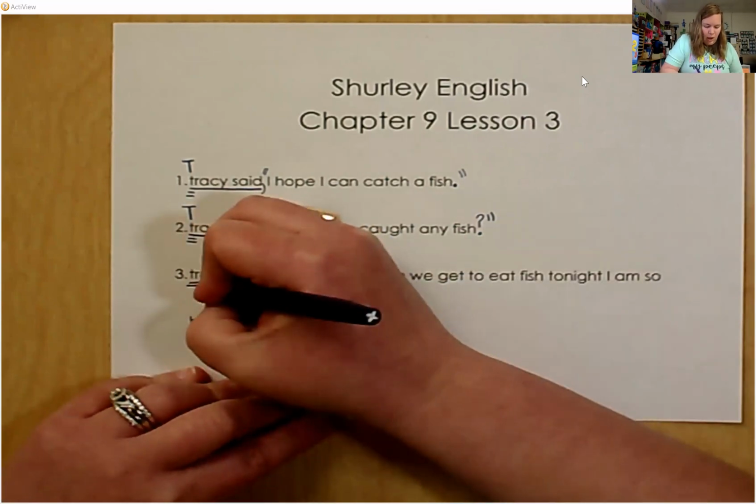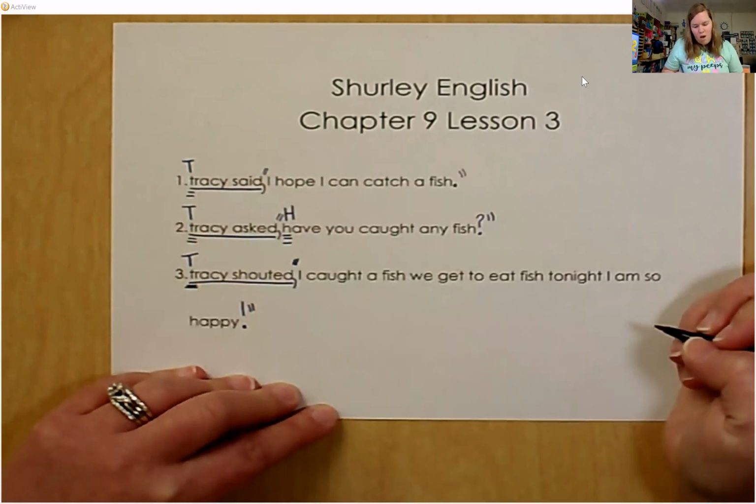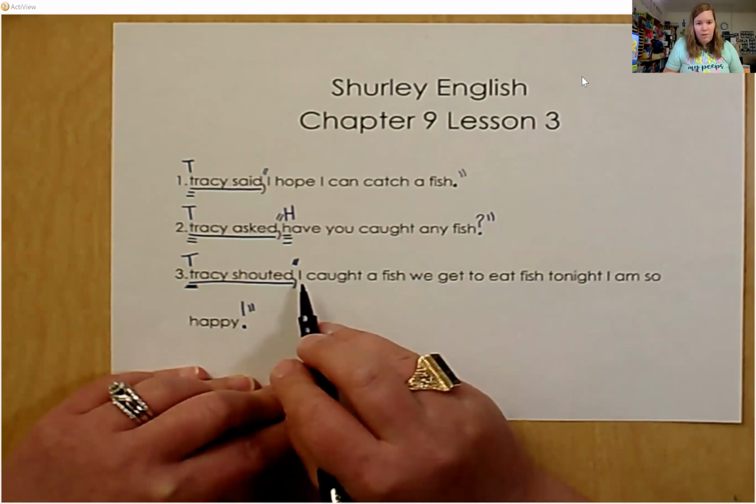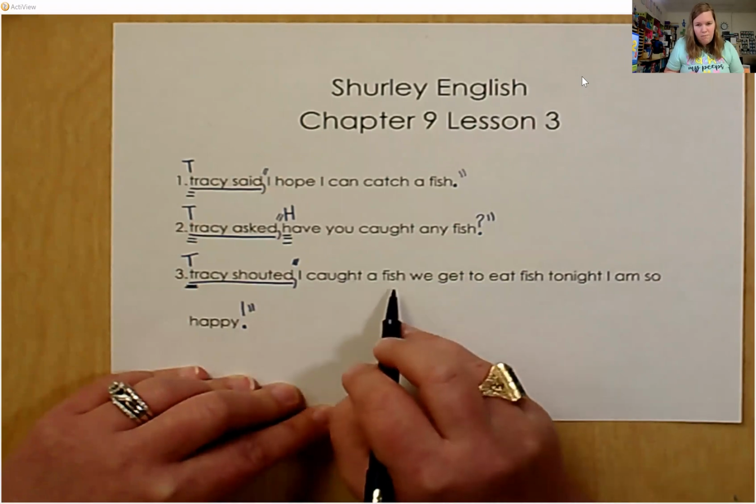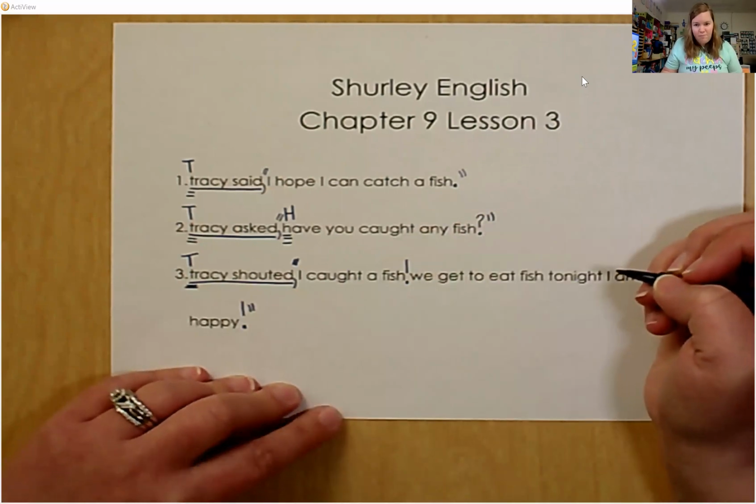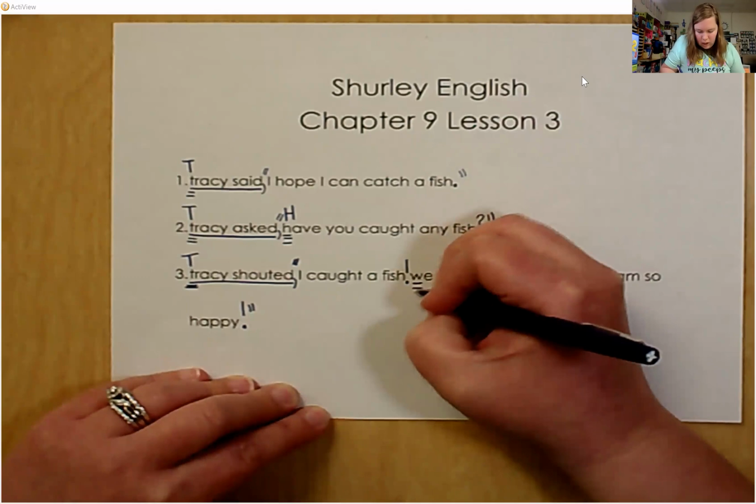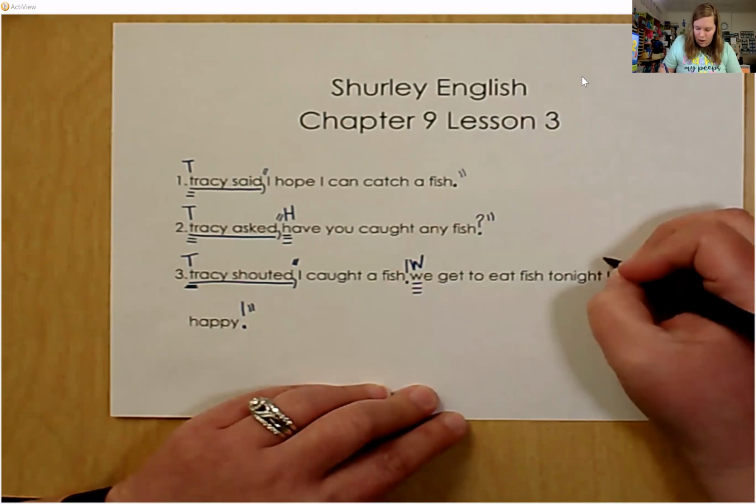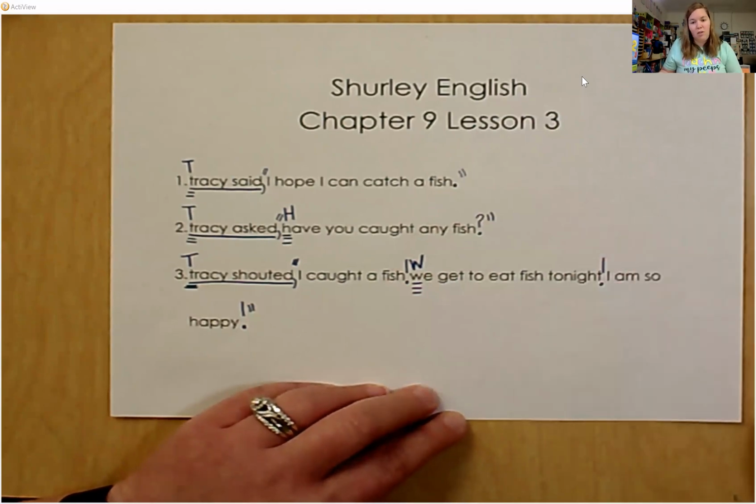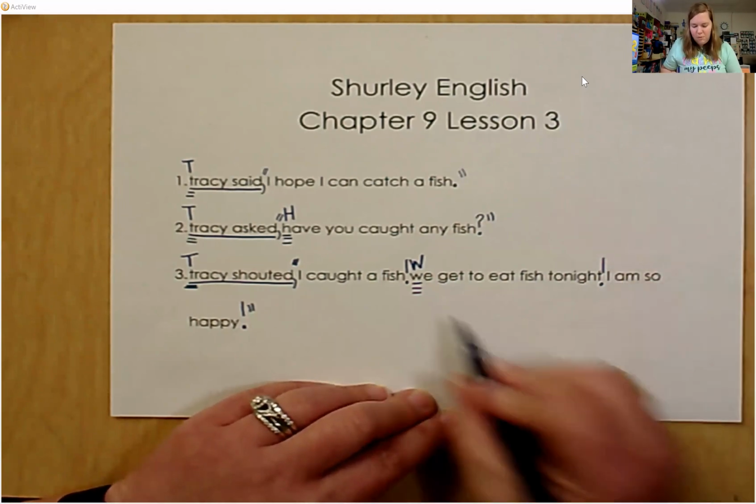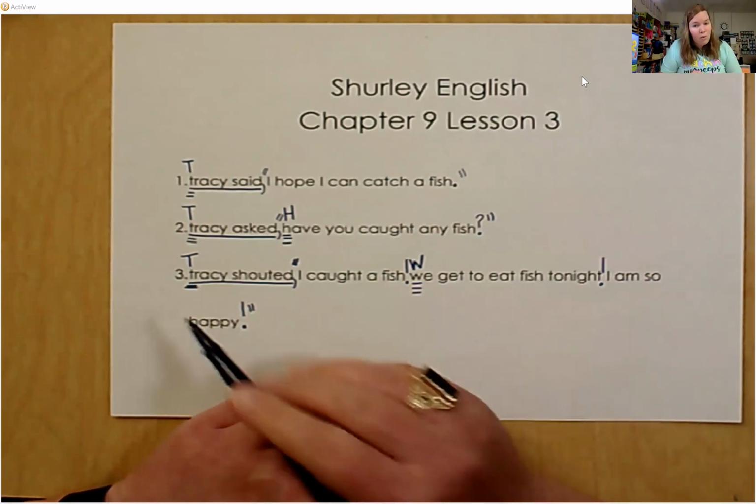Now we need to go back and we need to capitalize Tracy. I is already capitalized. Now, there are multiple sentences here. Where do we need to end this sentence? I caught a fish. We're going to put an exclamation point there. Remember, she's shouting. She's excited. So we need to capitalize the word we. Get to eat fish tonight. Again, that's the end. So I'm going to put another exclamation point. And then the I is already capitalized. So she said 3 different sentences, but she was the same person who was talking, okay?